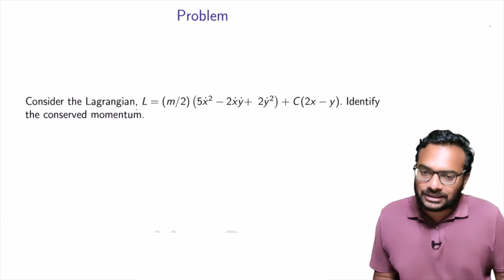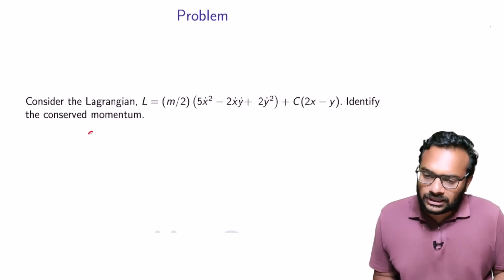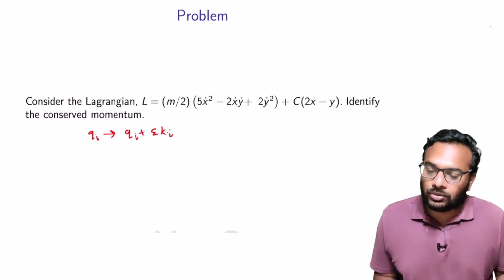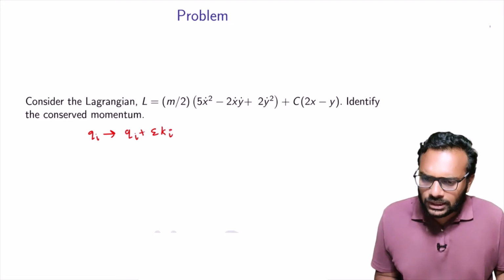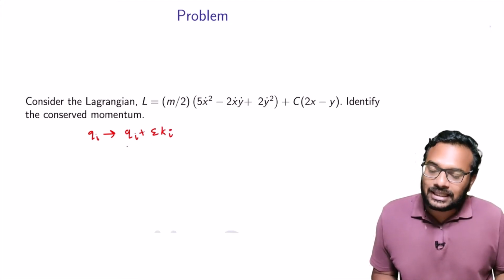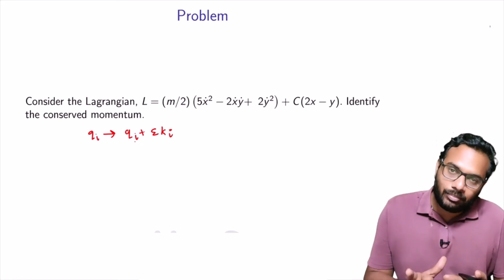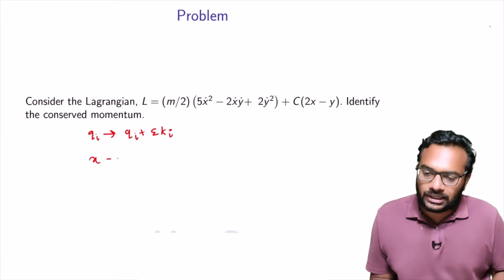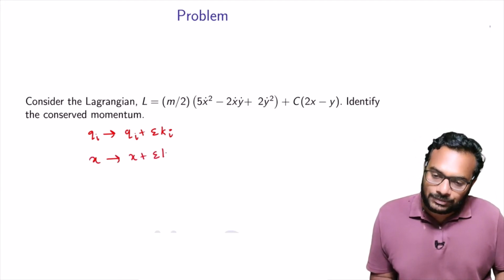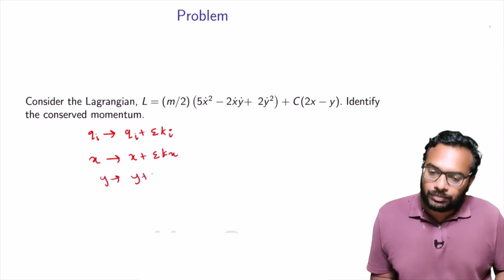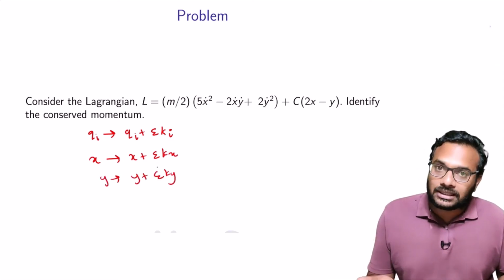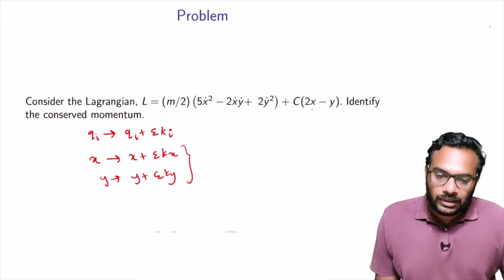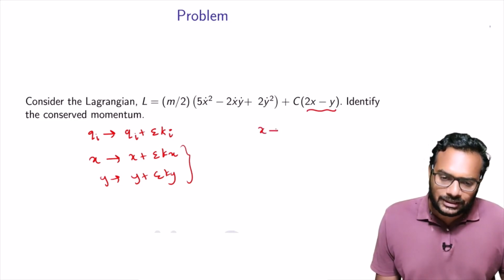We said that if we were talking about symmetries of the kind qi going to qi plus epsilon ki, this means that we can change all the coordinates at the same time, and the combined transformation of all these coordinates can lead to a symmetry transformation. For example, we can do x going to x plus epsilon kx and y going to y plus epsilon ky. We can make two different transformations to x and y and see if it is a symmetry of this Lagrangian.